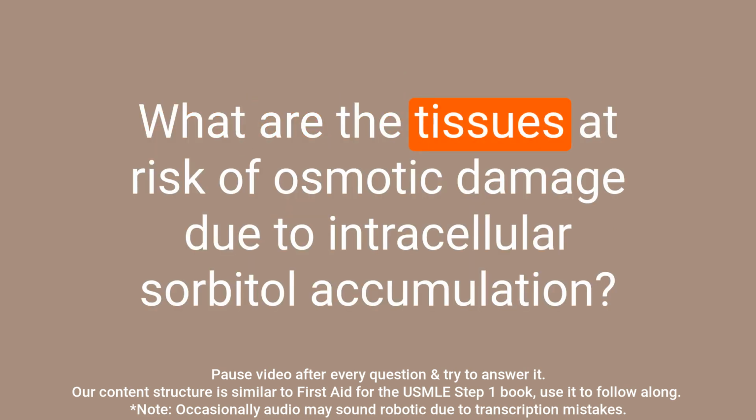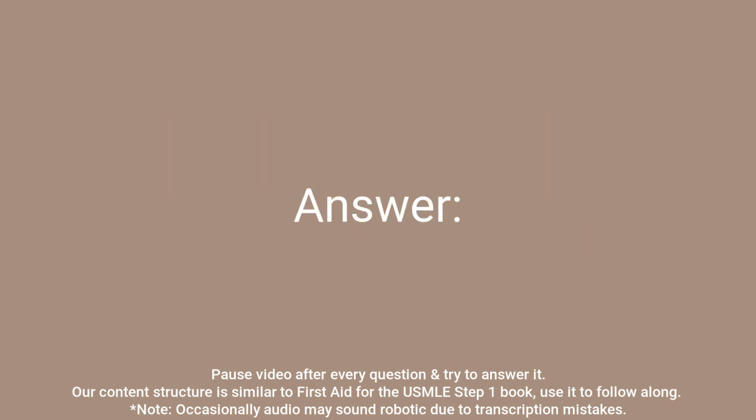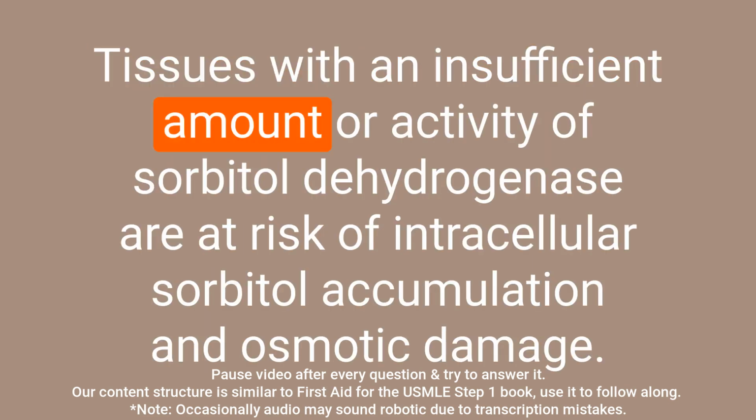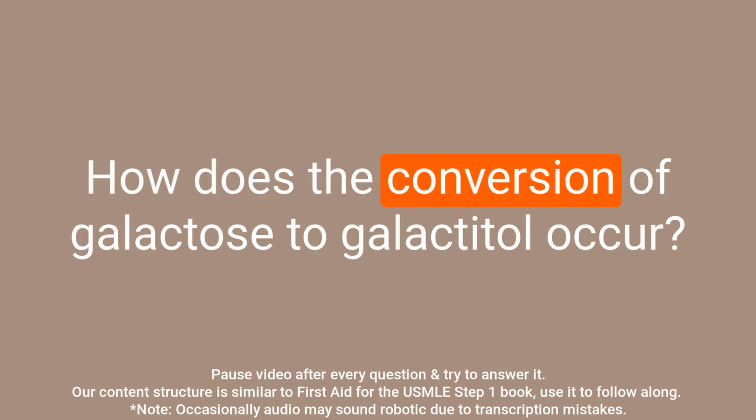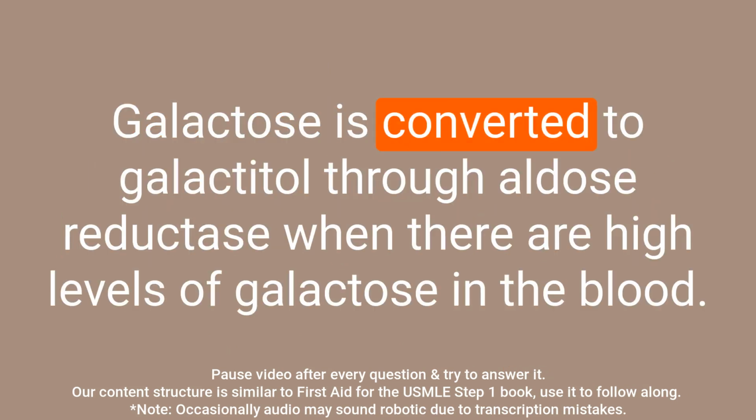Question: what are the tissues at risk of osmotic damage due to intracellular sorbitol accumulation? Answer: tissues with an insufficient amount or activity of sorbitol dehydrogenase are at risk of intracellular sorbitol accumulation and osmotic damage. Question: how does the conversion of galactose to galactitol occur? Answer: galactose is converted to galactitol through aldose reductase when there are high levels of galactose in the blood.